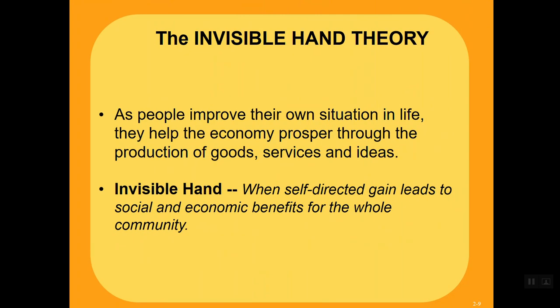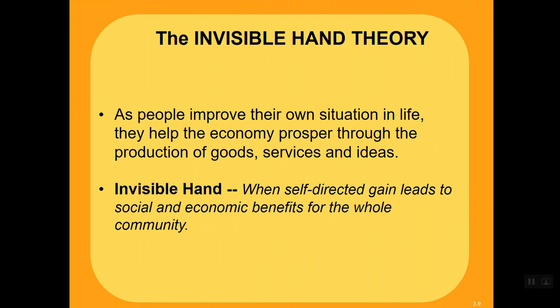The invisible hand theory of an economy says that as people improve their own situation in life, they help the economy prosper through the production of goods, services, and ideas. So the idea behind the invisible hand is when self-directed gain, in other words, individuals who can direct how they gain and get rewards, leads to social and economic benefits for the whole community. In other words, somebody who's happy with their work and earns a living, earns wages or salary from their work, they'll take that money and spend it on goods and services that others are providing within that economy.